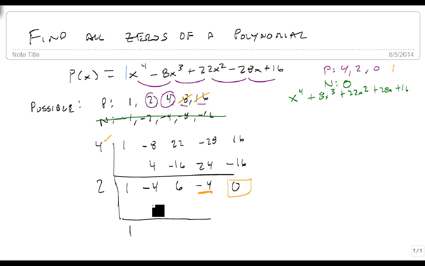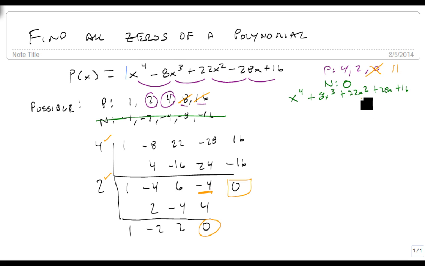Let me plug down the 1. That gives me a 2, which is a minus 2, that's a minus 4, which is a positive 2, which is a 0, which gives me a minus 4. Nope, it gives me a 4. I'm putting these in the wrong order. Notice again, that is a 0. And I found my second one.